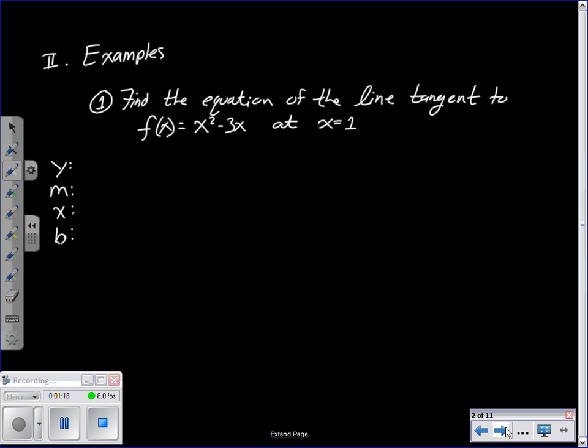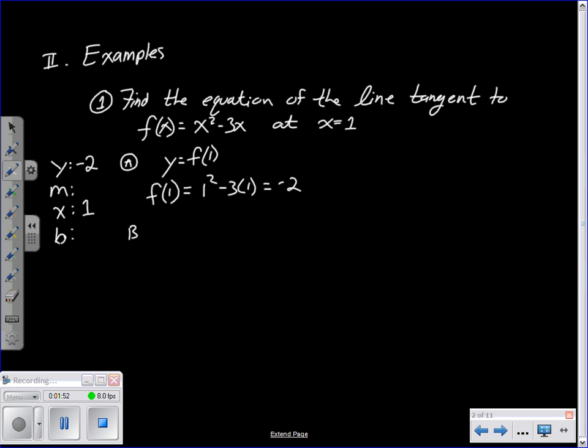So notice that you're given the x value 1. So we know that x is 1. In order to find a y value, all I need to do is plug in the x value into the function. So I know that y equals f of 1. So I'm going to plug my x value into my function, and I'm going to look at f of 1. So f of 1 is going to be 1 squared minus 3 times 1, which gives me negative 2. So I can come over here and fill in the spot for my y value, which is negative 2. So this was step 1.